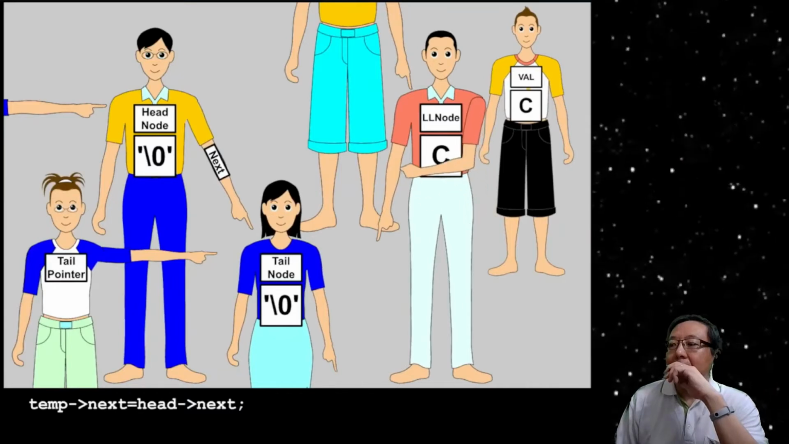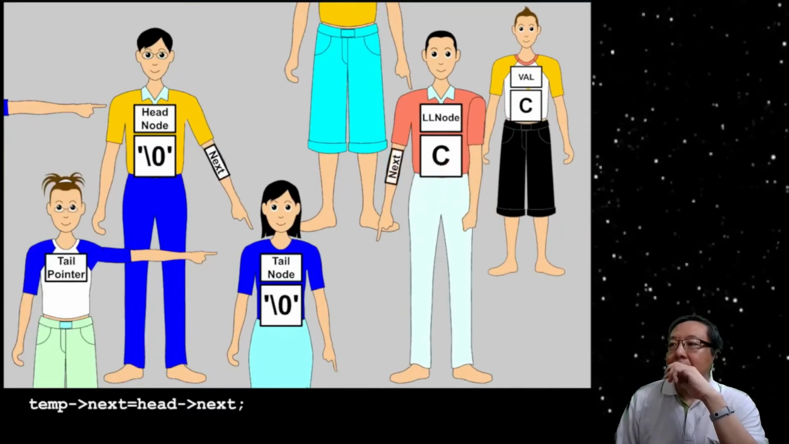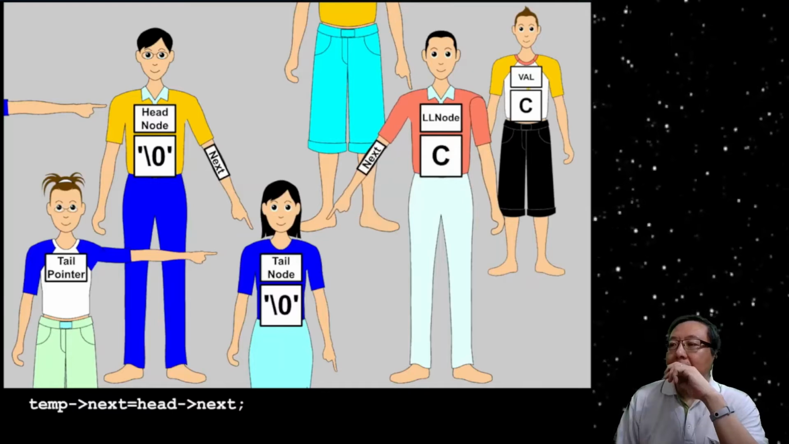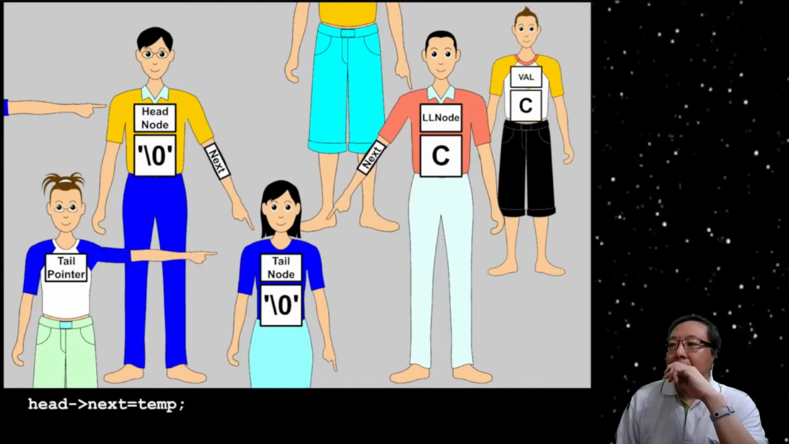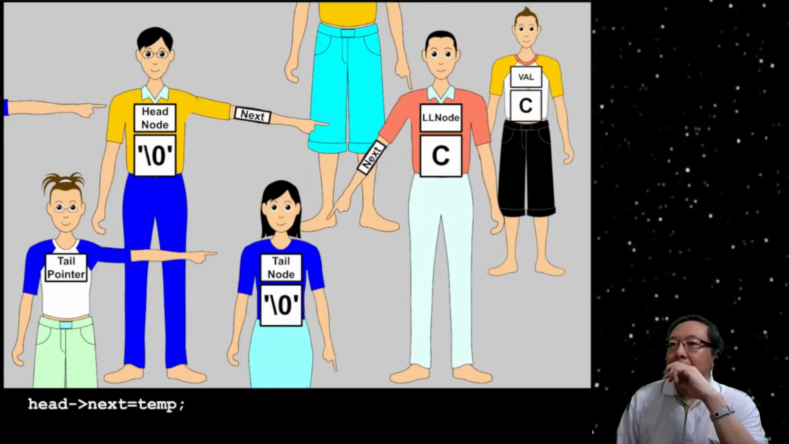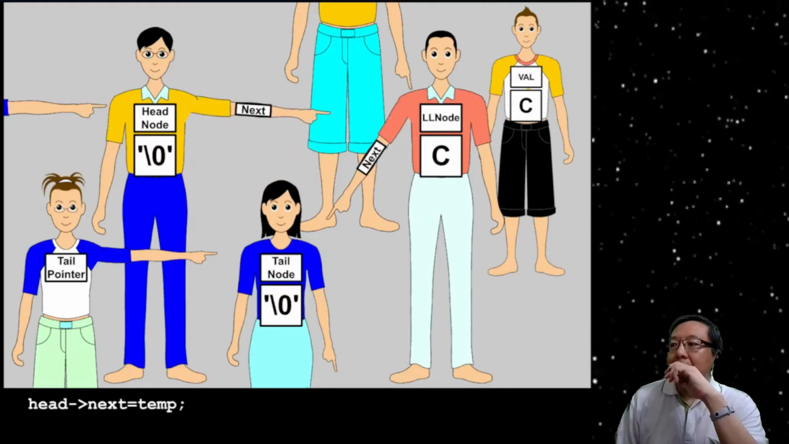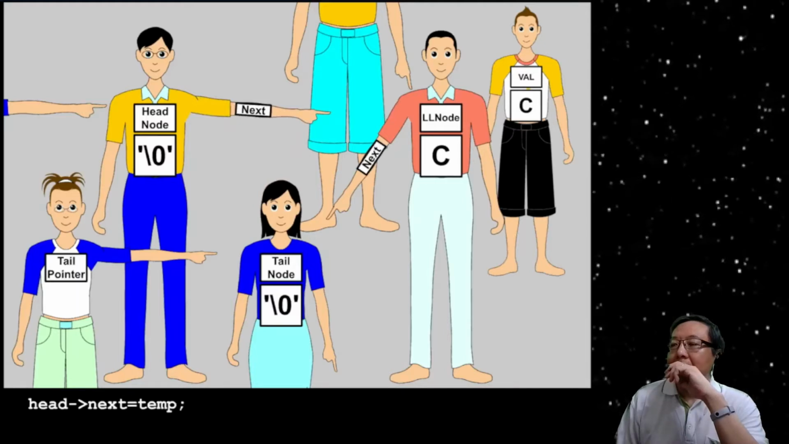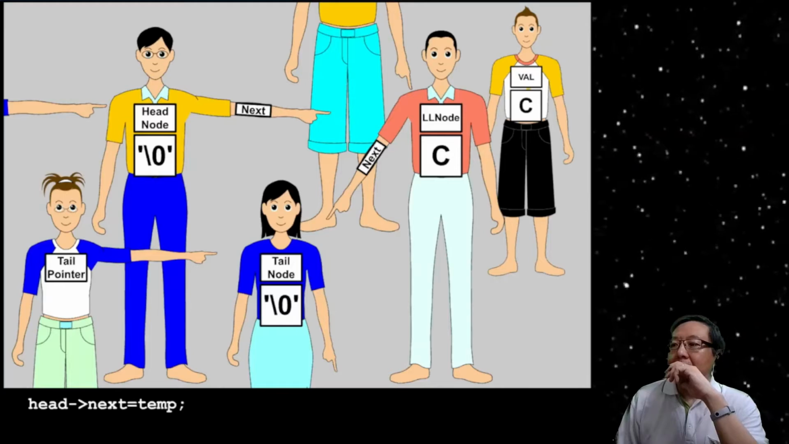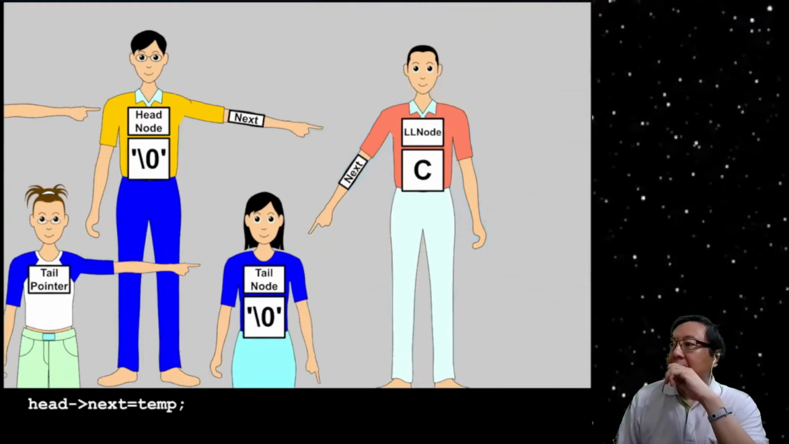Then, we make temp arrow next point to where head arrow next is pointing to. Now, make head arrow next point to where temp is pointing to, which is this new node with C in it. Now, we have finished the first push and return to main.